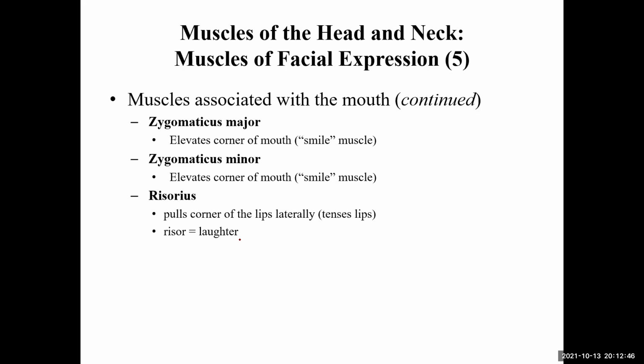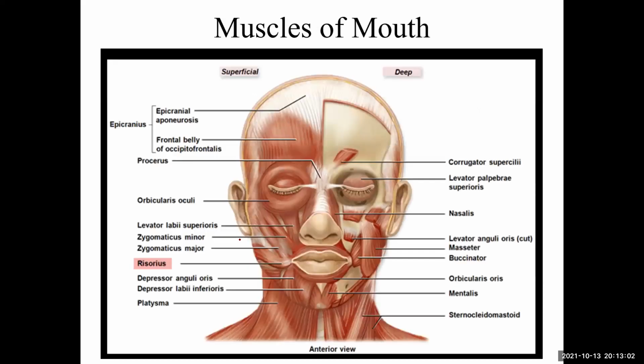Risorius, this is the laughter muscle, right? This muscle, when you contract it, just pulls your lips back. It attaches onto the corner of the lips, but it's not above it or below it, so it pulls the lips back, and so it tenses the lips, kind of like when you're laughing. Okay, so here you can see Zygomaticus Minor, Zygomaticus Major, and then Risorius here. And then there's depressor anguli oris right here.